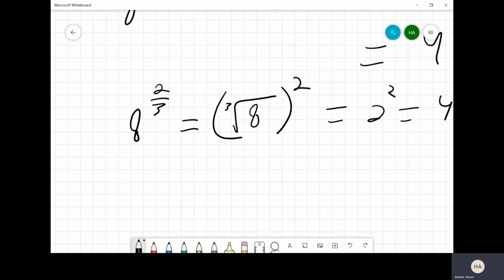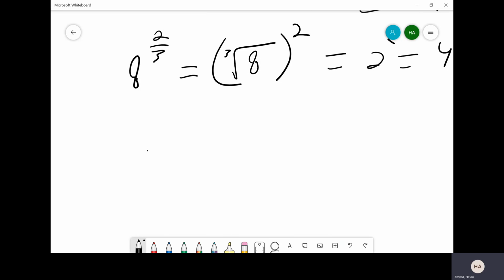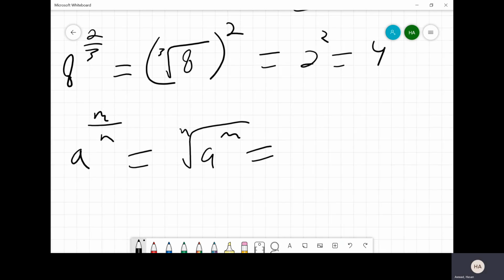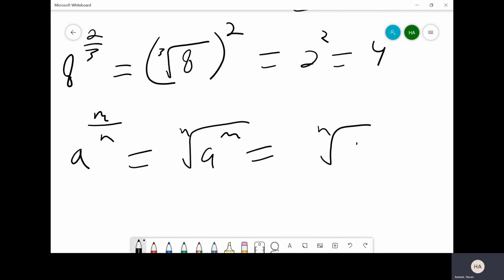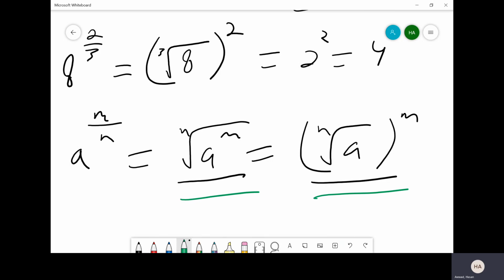So in general, if we have anything in the form of a to the m over n, it's going to be the same thing as the nth root of a to the m, or the nth root of a, to the m power. So it doesn't necessarily matter which order you do it in. Now, as far as convenience is concerned, there will be times where it is far more convenient to do this one over this one, or it might be more convenient to do this one first and then that one.